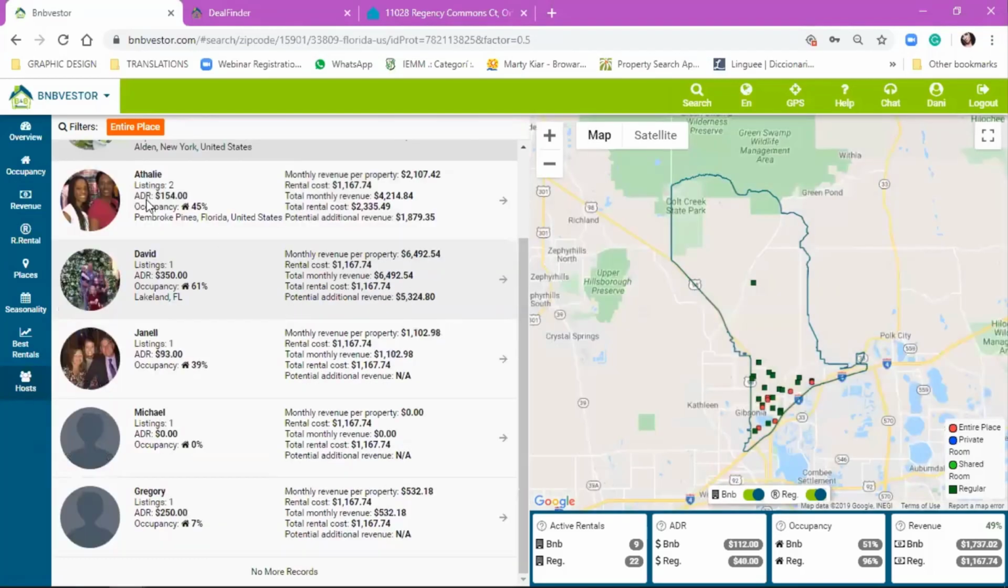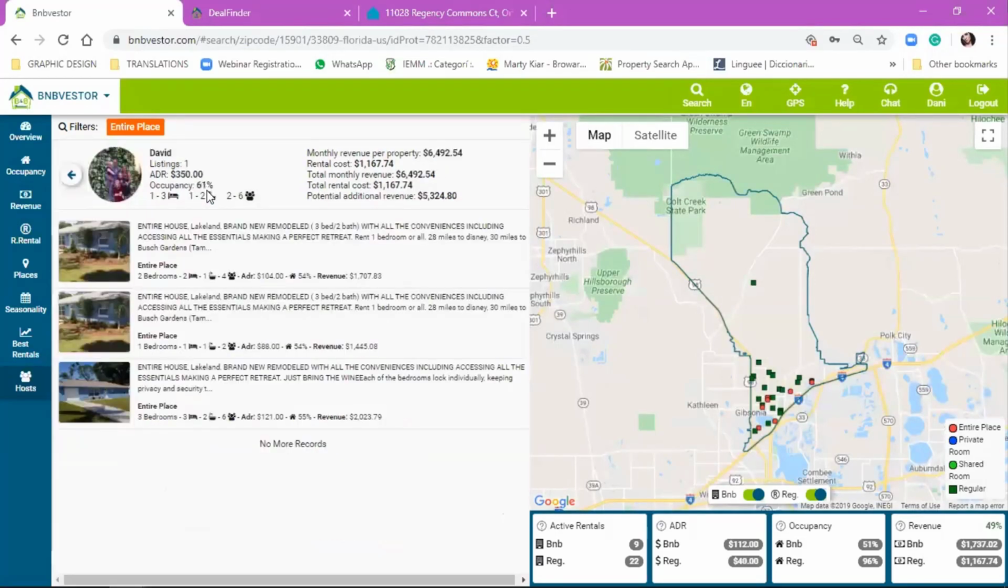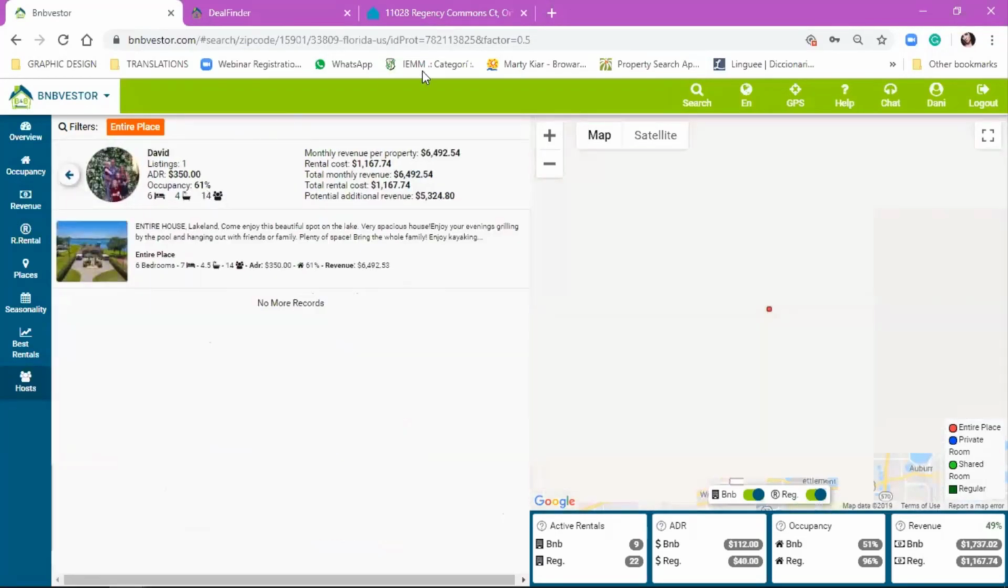Okay, Lakeland. This is one of the places where you wanted this zip code, right? So over here we have David. He has 1 listing. Of course, remember that the ADR always depends on the theme of the place or your listing. For example, if it's cozy or if it's natural, for example you have it full of plants. So the theme goes hand in hand with the ADR.